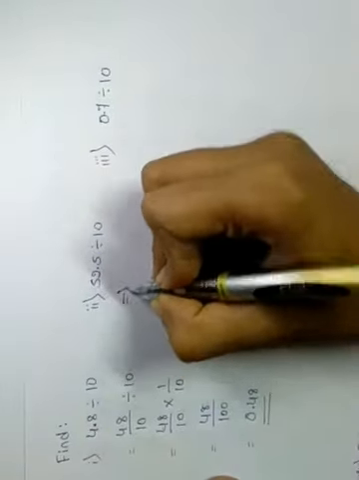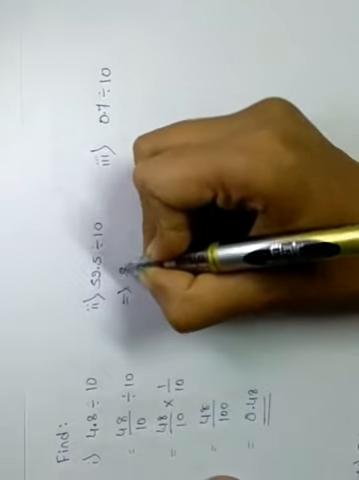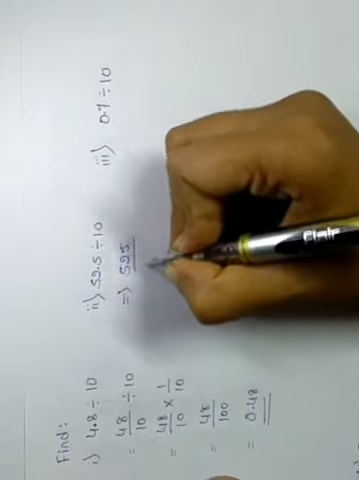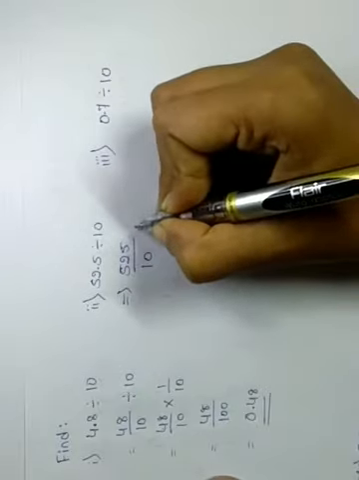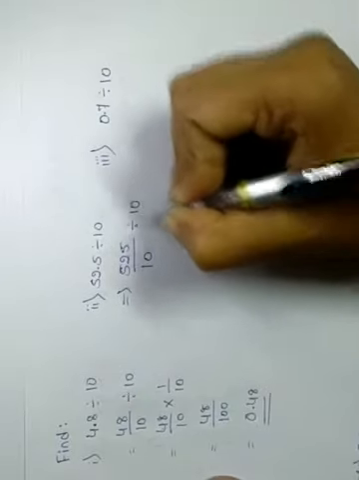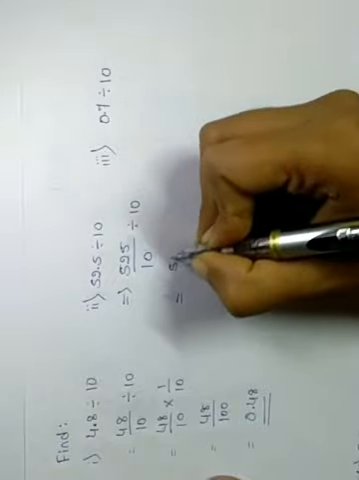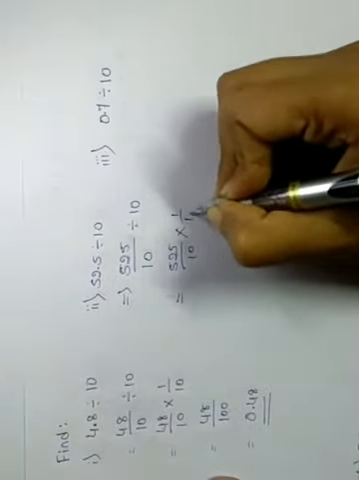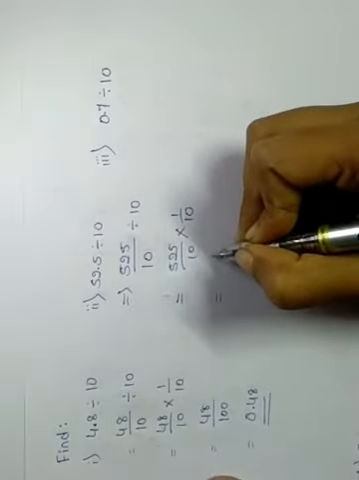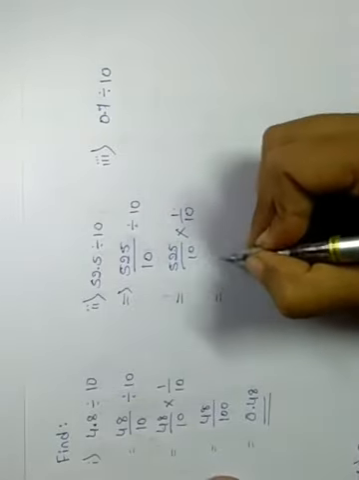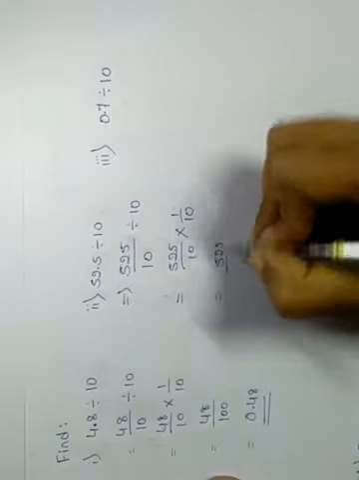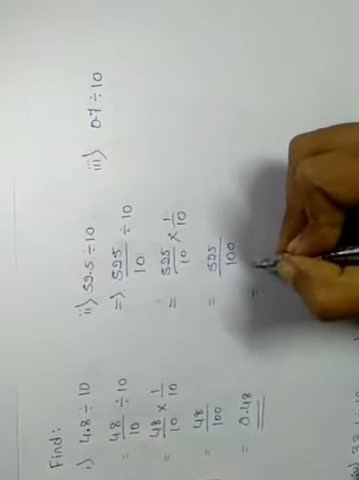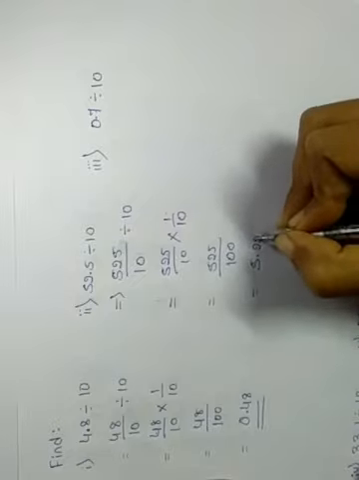Second one also the same thing. 52.5, 525 we got. We have to divide it by 10, divided by 10 again. Next, 525 divided by 10. Change the sign, reciprocal of 10. So we'll get 525 ones are 525, 10 tens are 100. Thus we got the answer as 5.25.